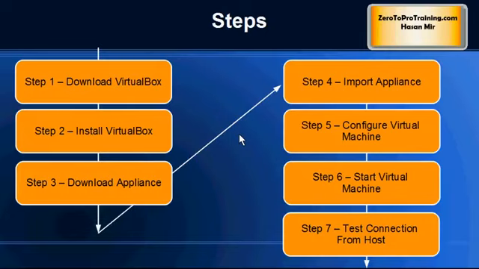So here are the steps that we'll be following. We'll be downloading the VirtualBox software. We'll install the VirtualBox software. We will then download the Hadoop appliance. We will import the Hadoop appliance into the VirtualBox, and then we will configure the virtual machine before we start it. Then we will finally start the virtual machine and test the connection from our host computer through the browser.